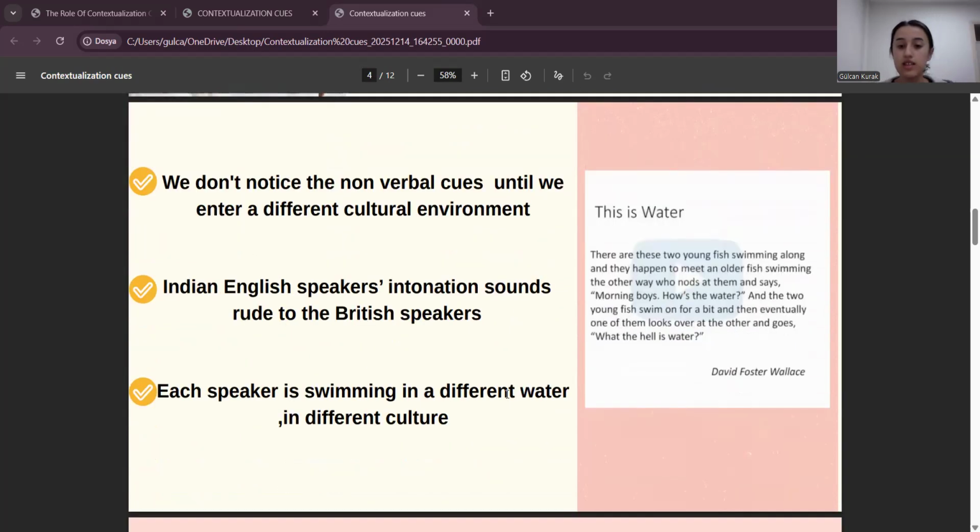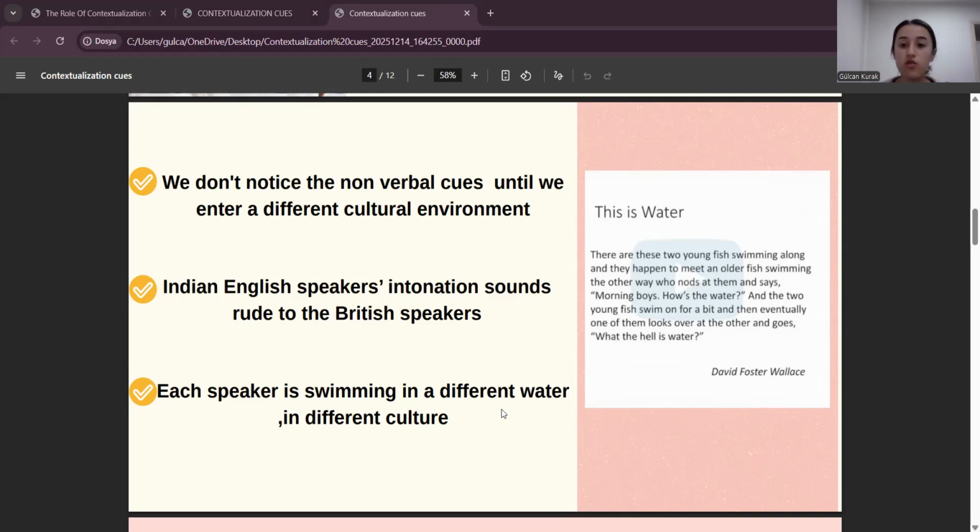So, as you see in this text, it is about water. It says there are two young fish, and there is an old fish also. The old fish says, "Morning, boys. How is the water?" And the young fish says, "What the hell is water?" It means the fish actually don't notice the water that they swim in every day.